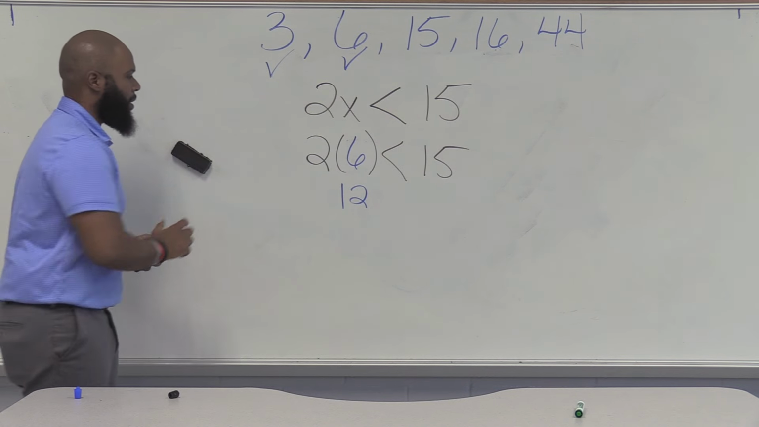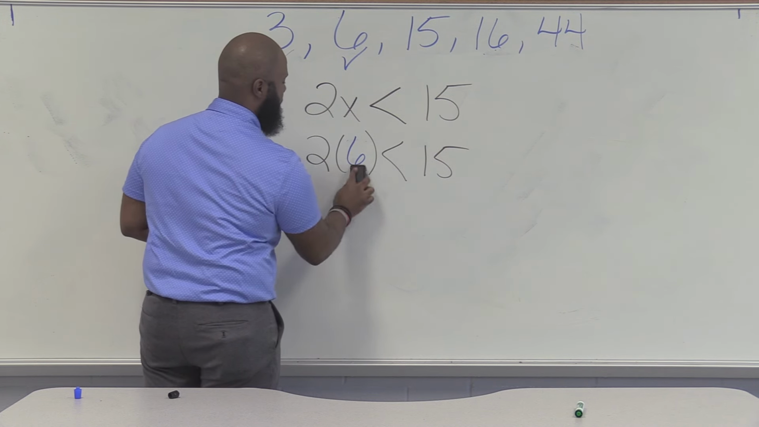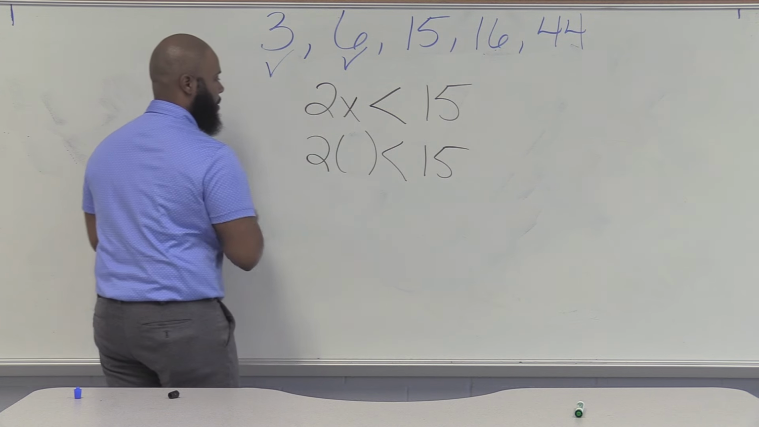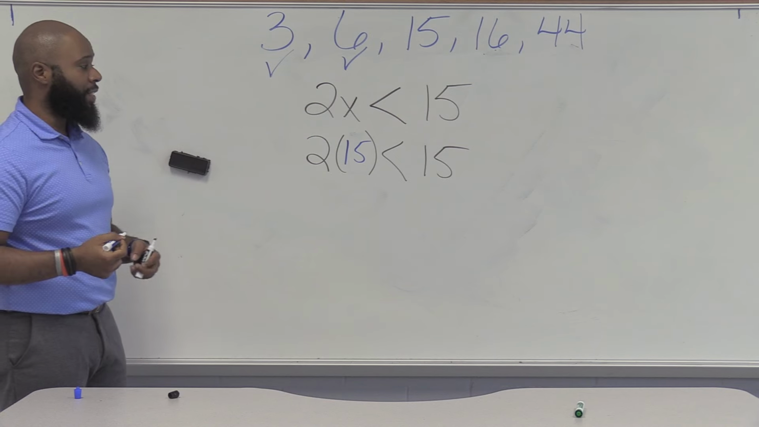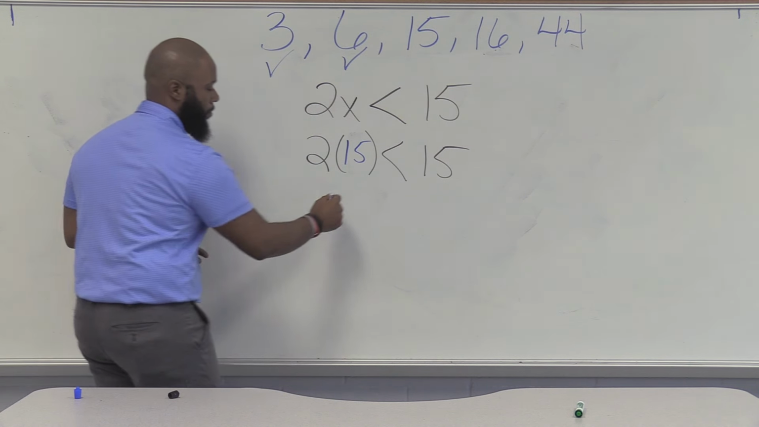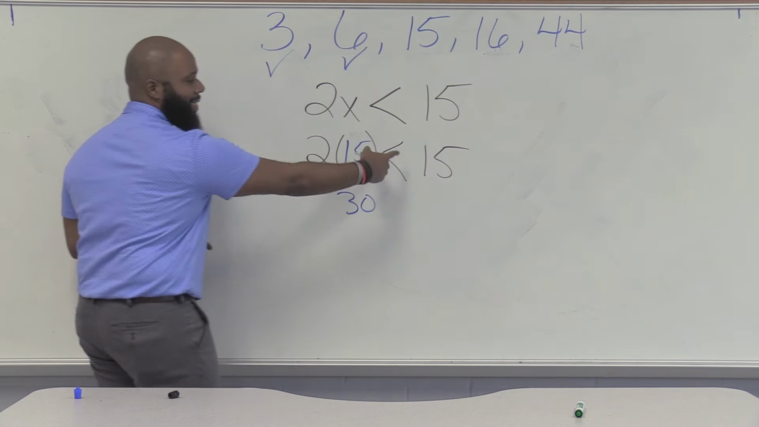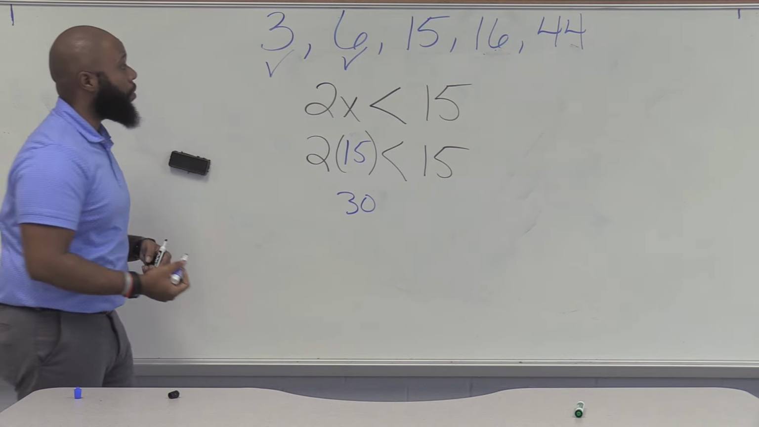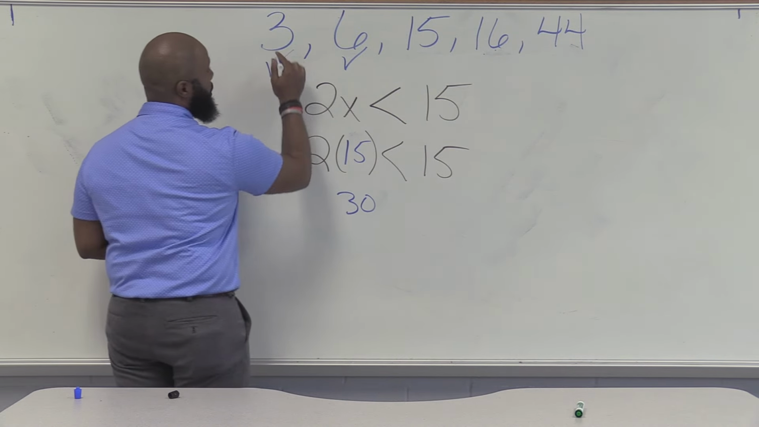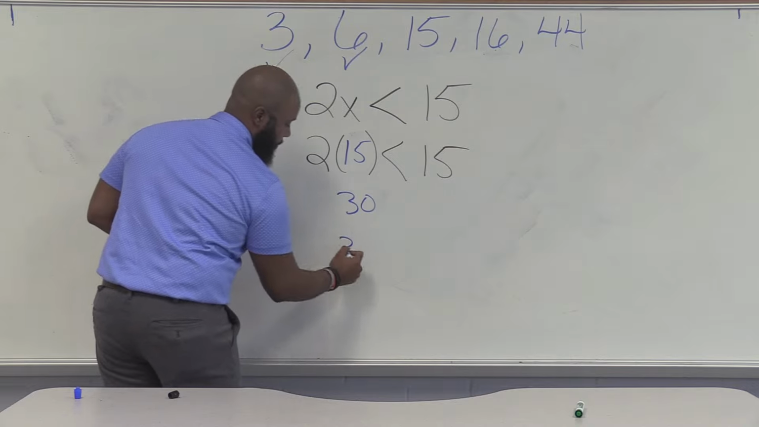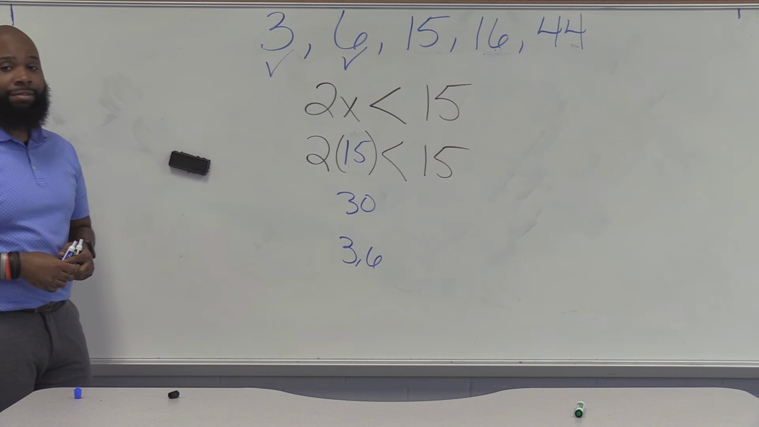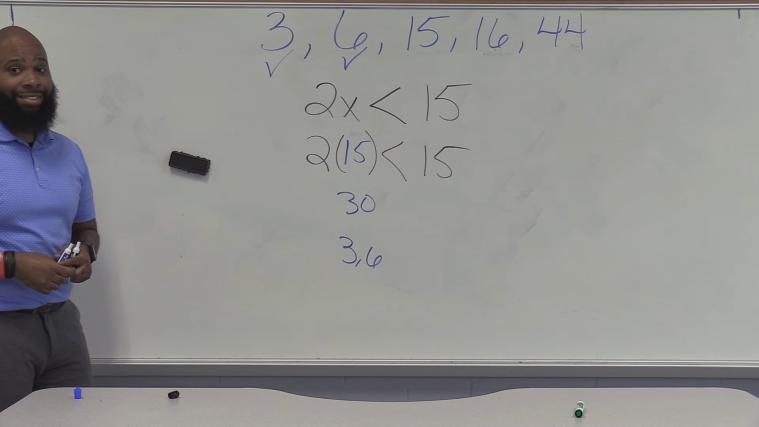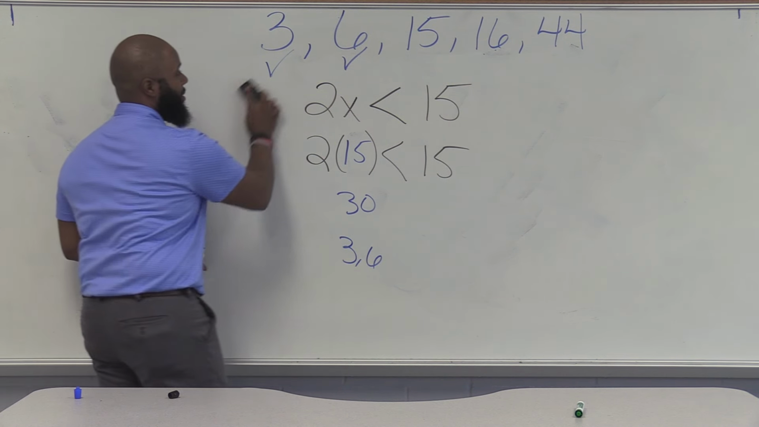Let's keep checking to see if there's any more. This next one I'm going to plug in 15. We'll substitute 15 for x. 2 times 15 is going to give me 30. Is 30 less than 15? No. So my answers to my solution are 3 and 6. So I don't even have to keep checking. Y'all got that? Let's try another one.